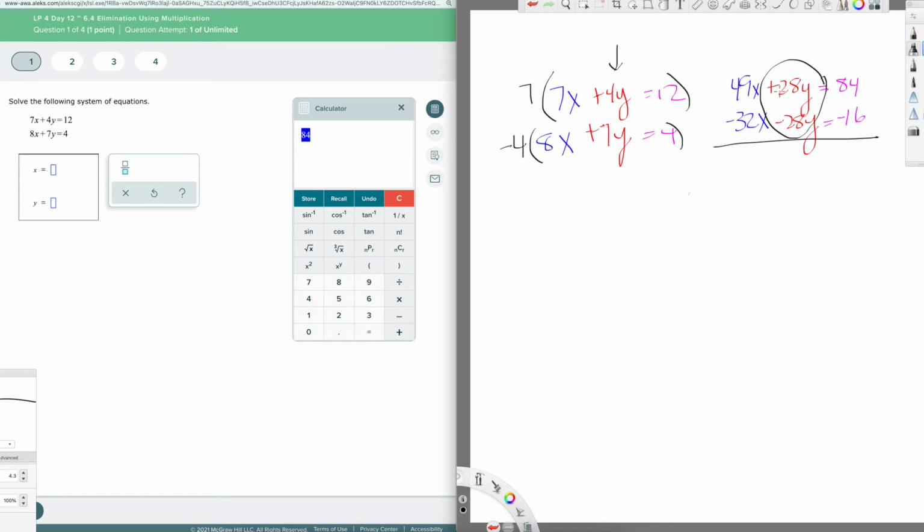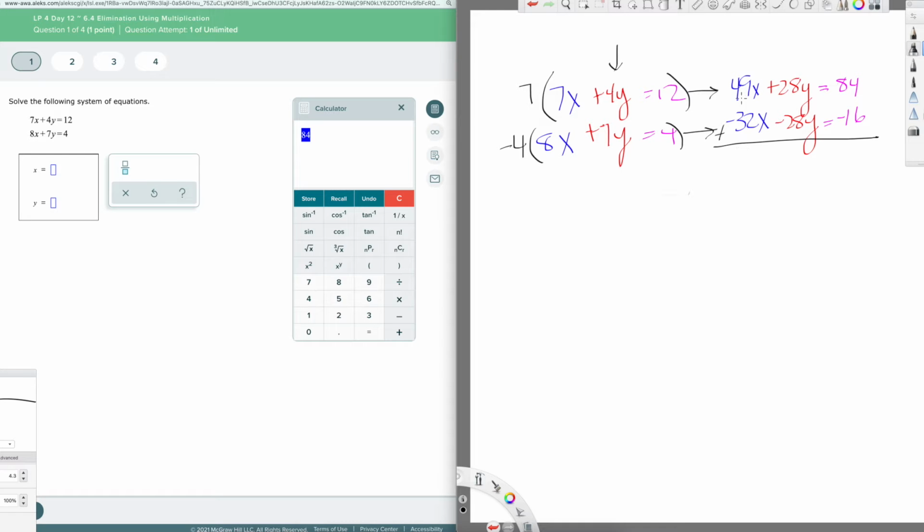These equations are the same. So this top one is still the same and the bottom one is still the same. All I've done is increase the entire equation by the same amount, which is one of our multiplication properties. I can do that. It doesn't change the problem because I can reduce it again by dividing by 7 or dividing by negative 4, and it would bring me right back to these original equations. So now I can add straight down.